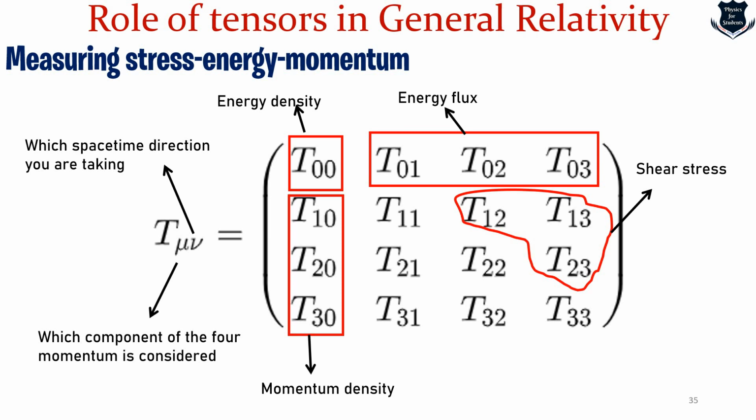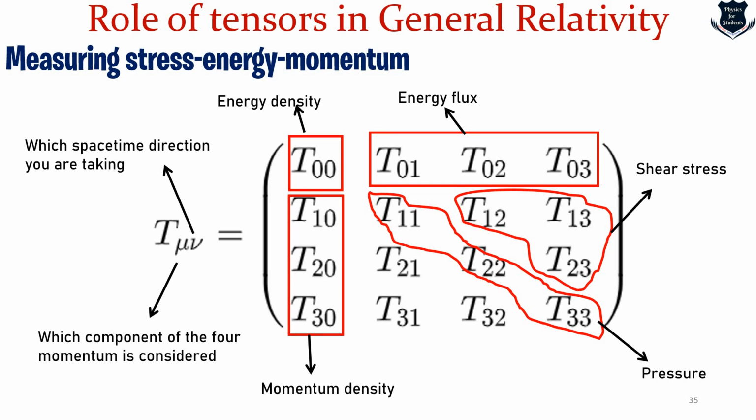When a matter moves, it will create an energy. There will be an energy density. There will be shear stress. There will be a strain. There will be a momentum. Everything has been encoded over here, even the pressure. So the role of tensors in general relativity is another one, which is measuring the stress energy momentum tensor.